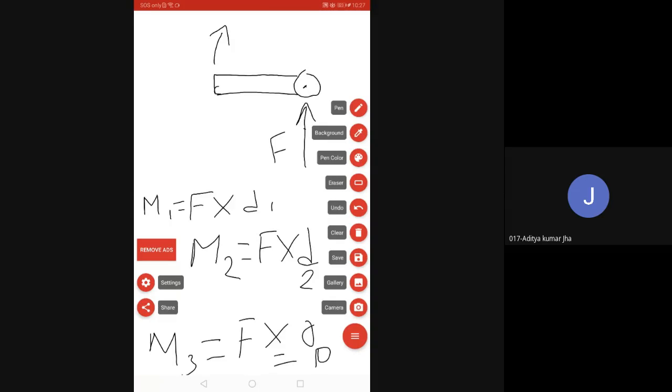Now we'll move to a theorem, Varignon's theorem. Just wait now.